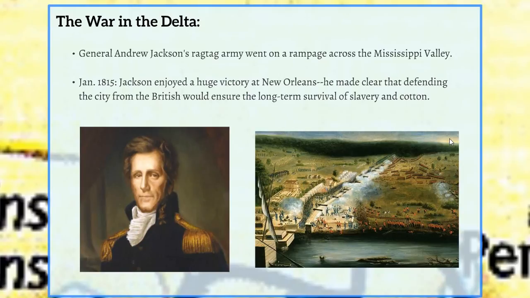Mississippi Delta. Down here, the command was given to General Andrew Jackson, whose ragtag army, and I do mean it's a ragtag army, consists of professional U.S. soldiers, citizen militiamen, ordinary citizens and farmers, friendly Amerindians who align themselves with the United States, and even pirates. Andrew Jackson recruited pirates from the Gulf of Mexico who despised the British to fight in this army. He goes on a rampage across the Mississippi Valley, mostly attacking British-aligned Amerindian tribes and wiping them out all up and down the Mississippi Valley.